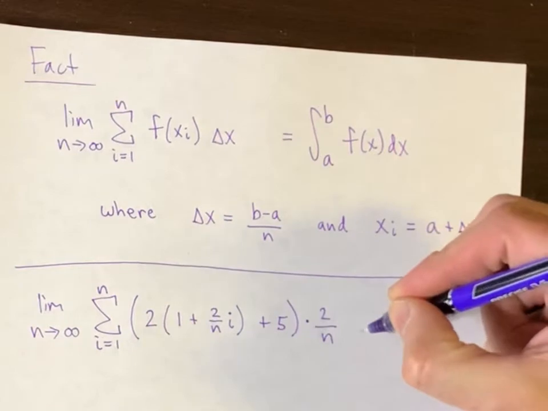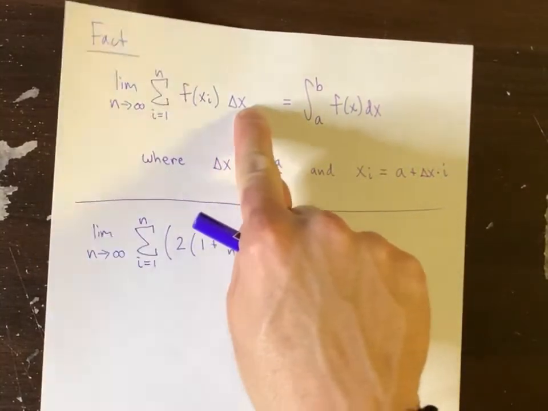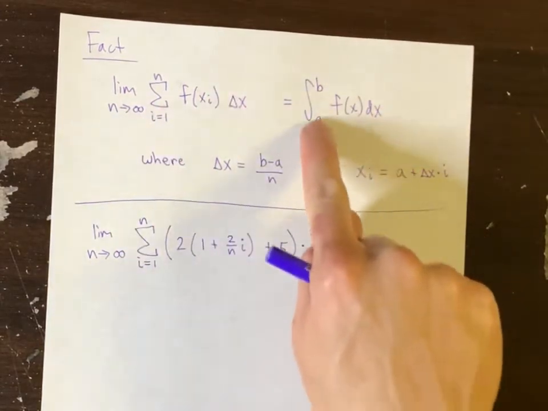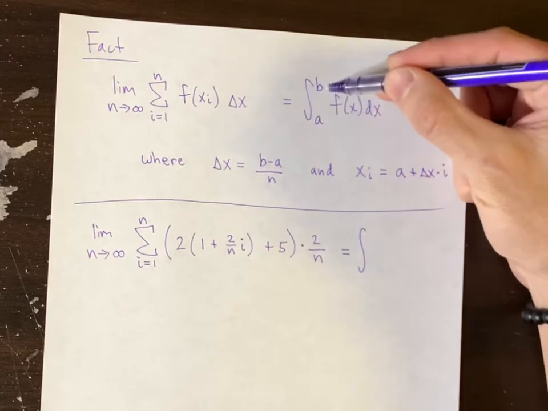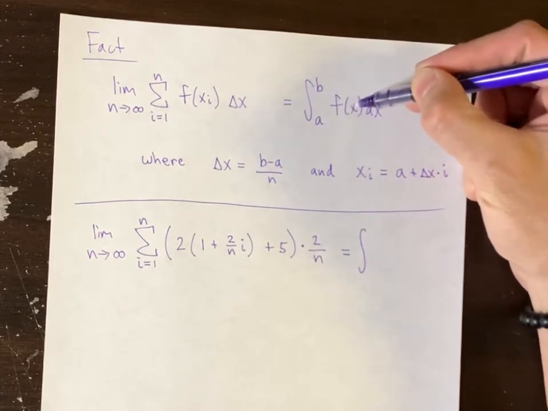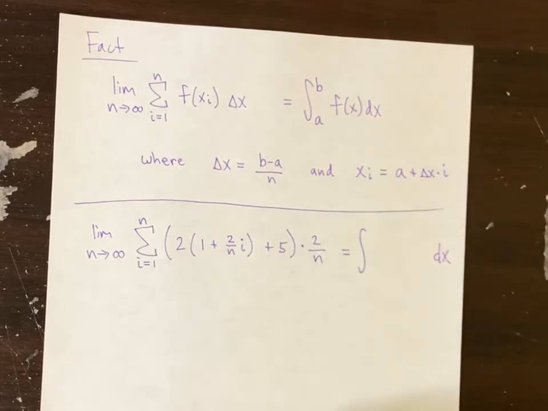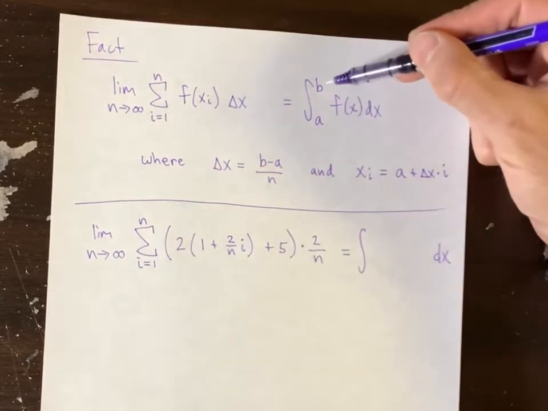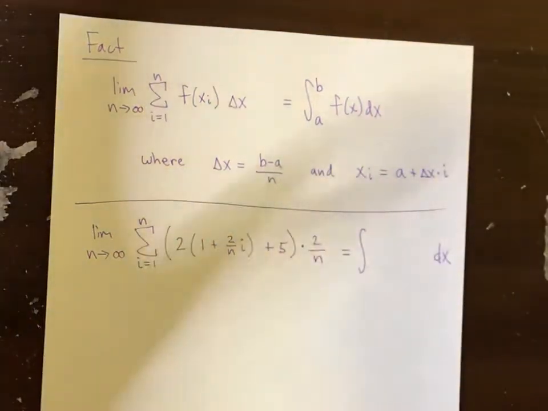So maybe we can go like this. And so this here matches with that, and we're going to go from here to there. So I know I'm going to need an integral, and I don't know a or b or the function f of x. But I do know that it's going to be capped off with a dx. So that's what I do know. We just got to find a, b, and the function, copy and paste it there, and we're good.